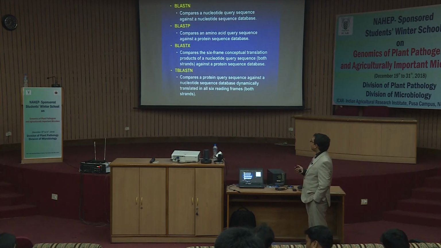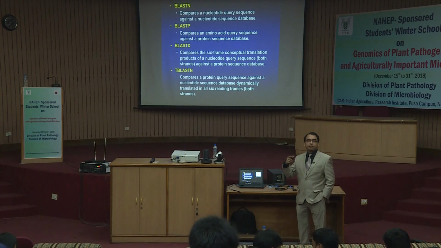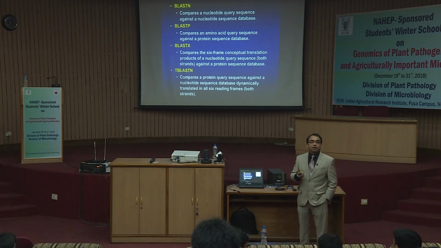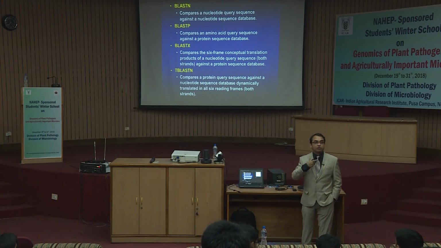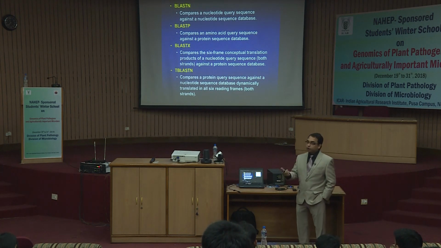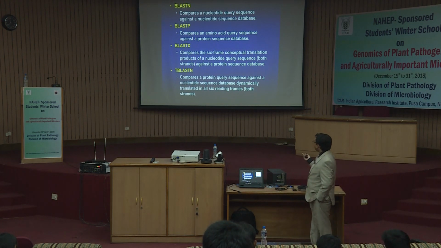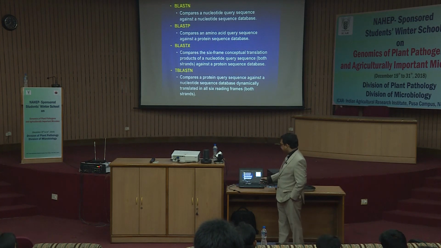Next one is TBLASTN, it compares a protein query sequence against the nucleotide database. So, if you have an amino acid sequence, you want to know that particular protein is coming from which gene. So, for that you have to do TBLASTN. So, now in this case with the amino acid sequence, you want to know what is the corresponding gene for that sequence. So, it will do the opposite thing, it will compare the protein query sequence against the nucleotide sequence database, and then it will show you the significant matching.